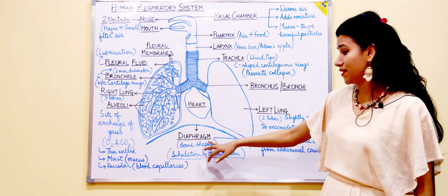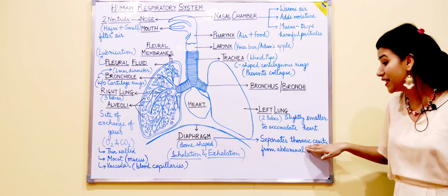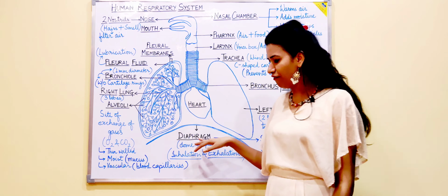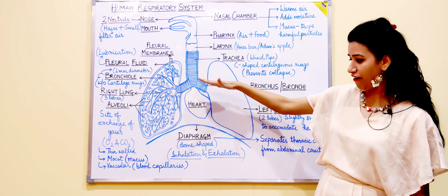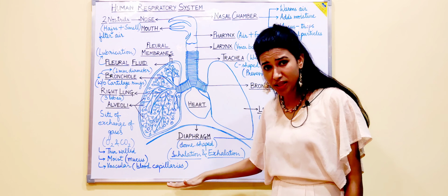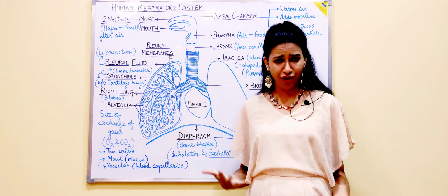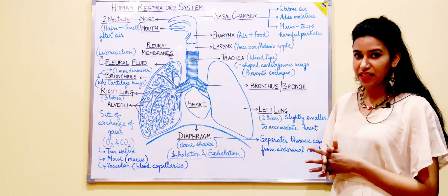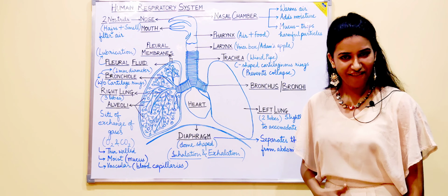Now, what else does the diaphragm do? The diaphragm separates the thoracic cavity from the abdominal cavity. So we can say that whatever is present above the diaphragm is the thoracic cavity, and whatever is present below the diaphragm is the abdominal cavity, containing stomach, intestines, etc. Right? So the diaphragm actually distinguishes the thoracic cavity from the abdominal cavity.